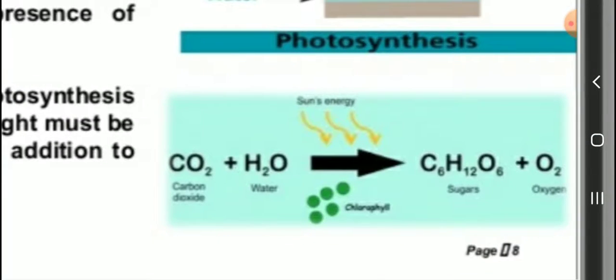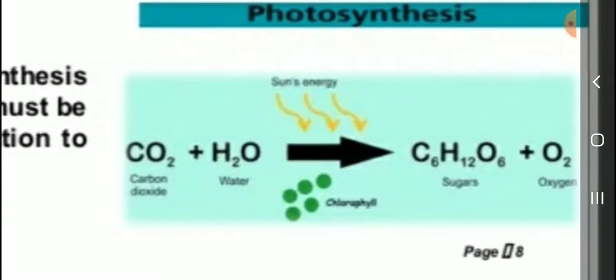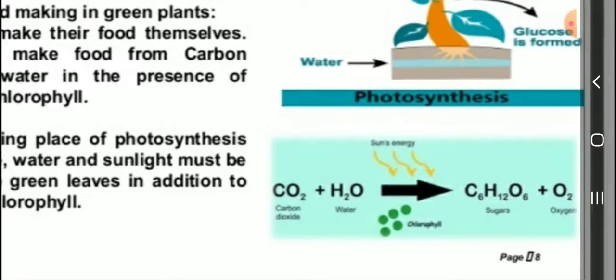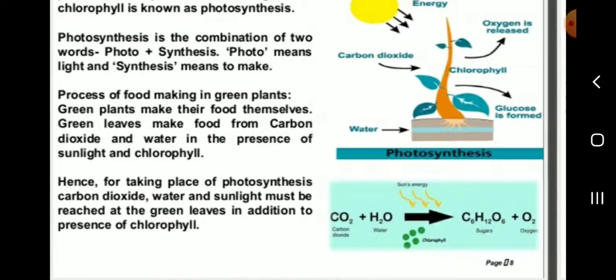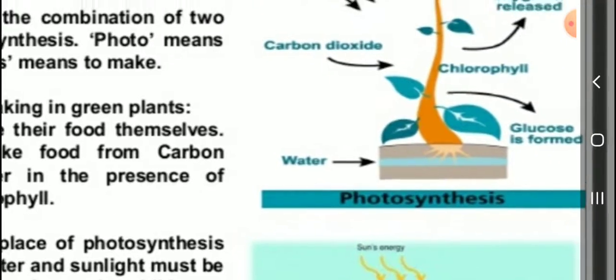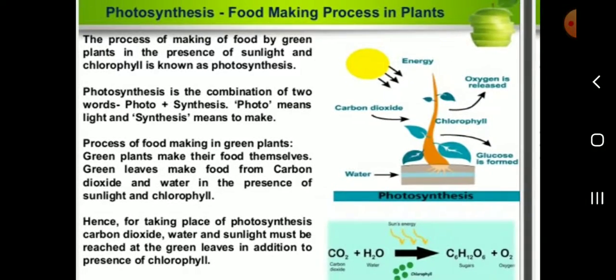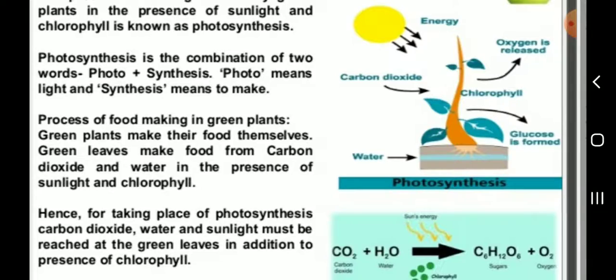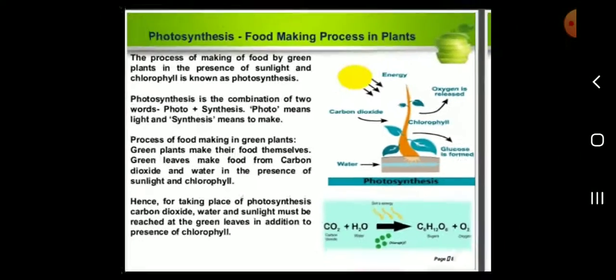Listen, carbon dioxide plus water, H2O, then chlorophyll gives the sun energy, then converts into C6H12O6, which means sugar, plus oxygen. That is the photosynthesis equation, which is very important. The photosynthesis diagram is also very important in your book. The diagram and the equation are a must.